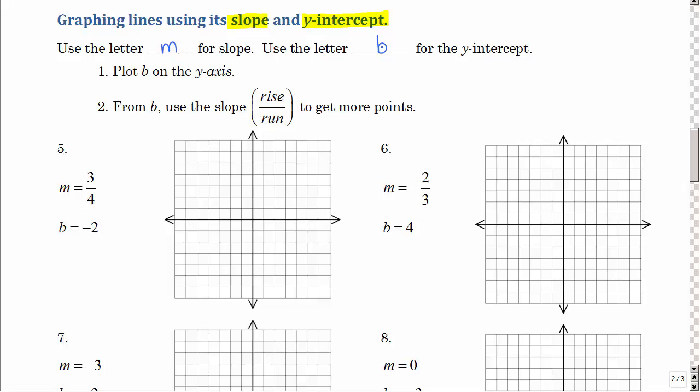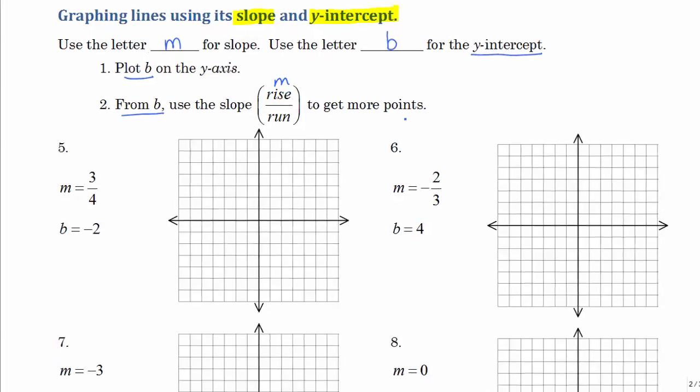So the way we're going to graph a line is we're going to first plot B on the y-axis, because it's the y-intercept, and then from B we're going to use our slope to get more points. Think about it alphabetically. B comes before M. Plot B, then use the slope.